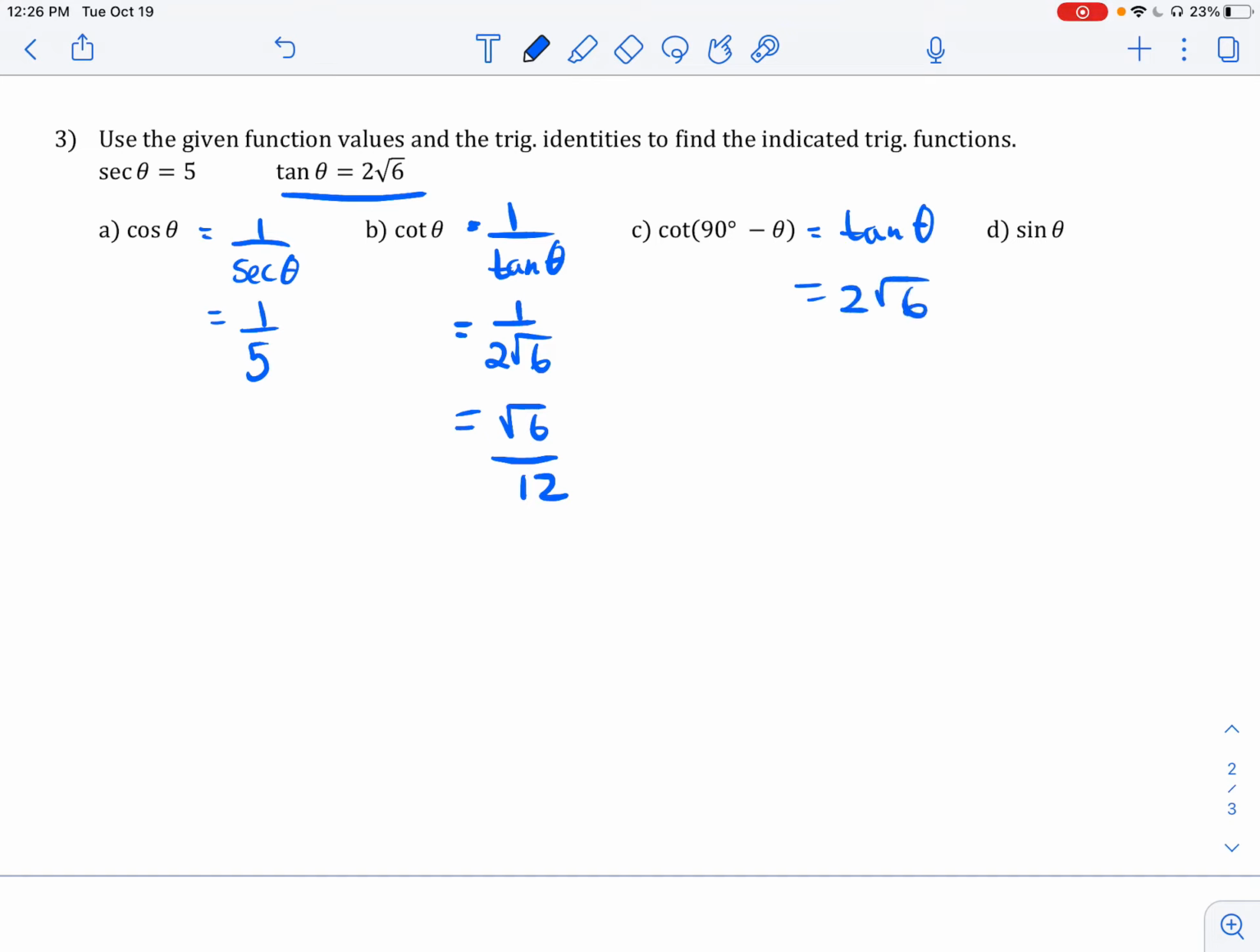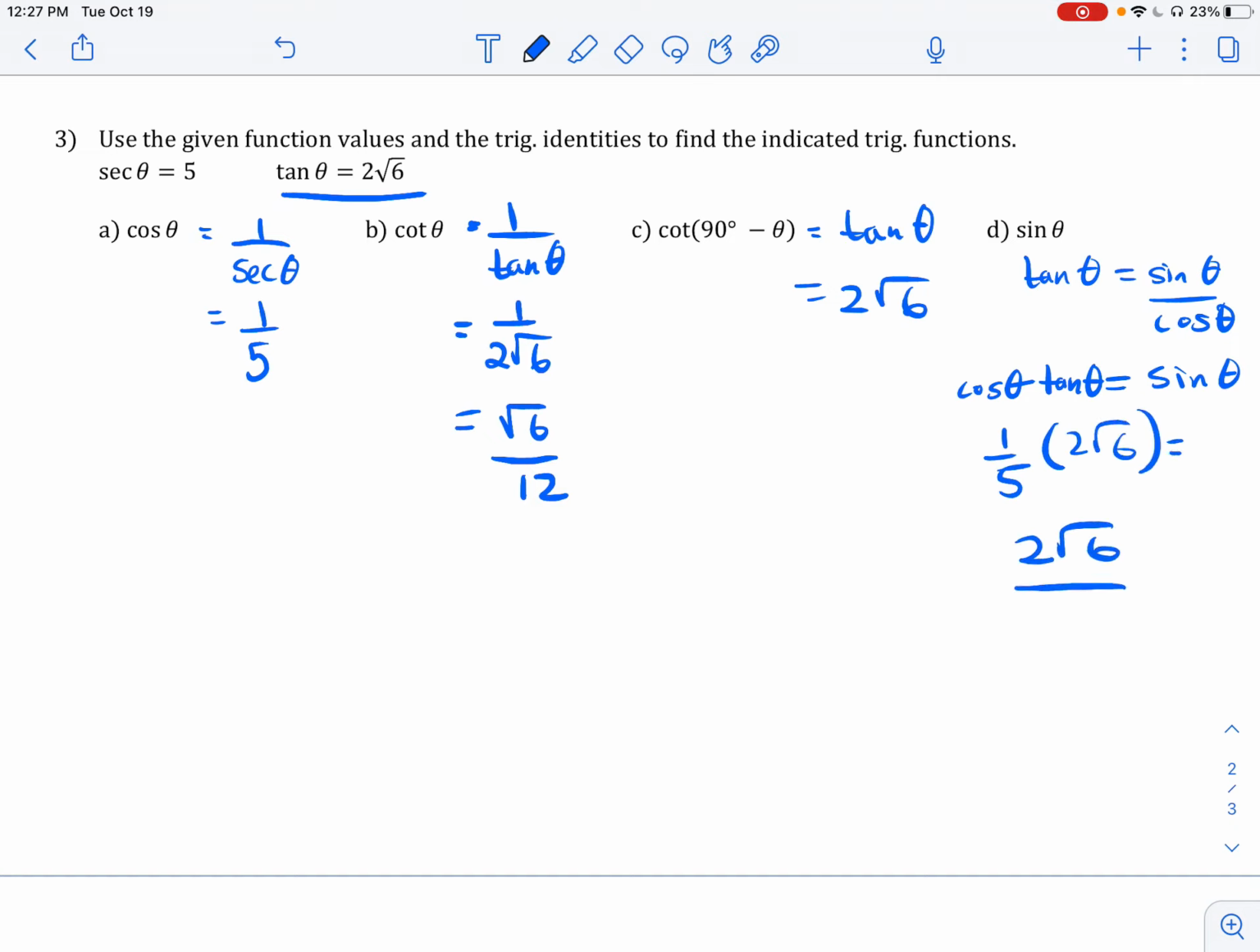The sine of theta, well, this one might be a little bit less clear, but we know that tangent of theta is equal to sine over cosine of theta, which means sine of theta is equal to cosine times tangent. And we know each of these. This is 1 over 5. This is 2 root 6. So we can say this is 2 root 6 over 5.